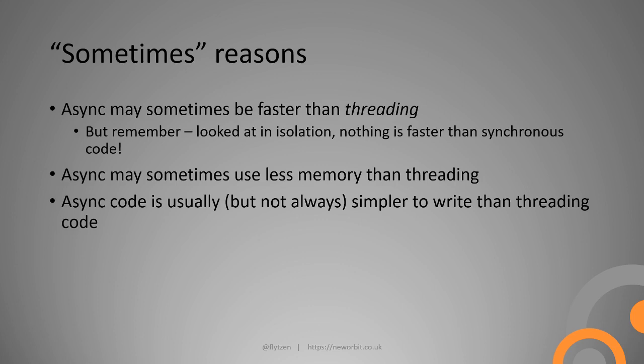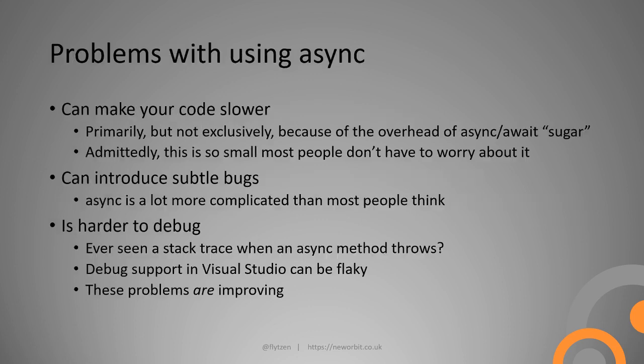Sometimes async can be faster than threading, but if you look at it completely in isolation and don't have contention issues, nothing beats synchronous code. Async will always be a bit slower than synchronous, but you're trading performance for scalability in theory. Sometimes async uses less memory than threading, not always, but sometimes, and it's usually easier to write async code than threading code, except when it isn't, but we'll cover some of that.